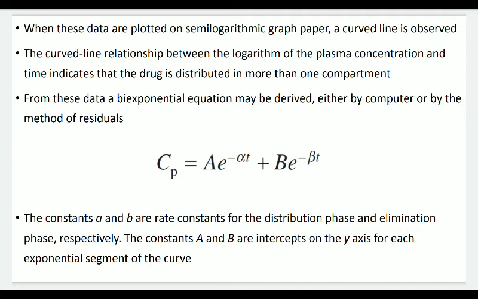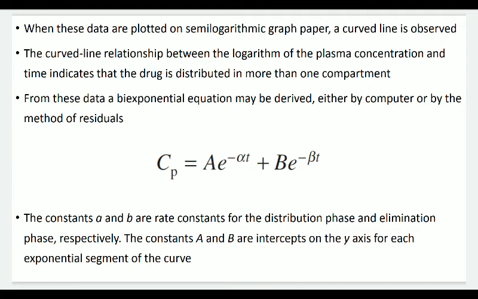So this particular equation, that is a bi-exponential equation, we can derive after plotting a semi-log graph of drug plasma concentration versus time. The constants alpha and beta, or A and B, are rate constants for the distribution phase and elimination phase. From the previous lecture you might remember that there are two different processes which are taking place simultaneously in the case of a two compartment open model.